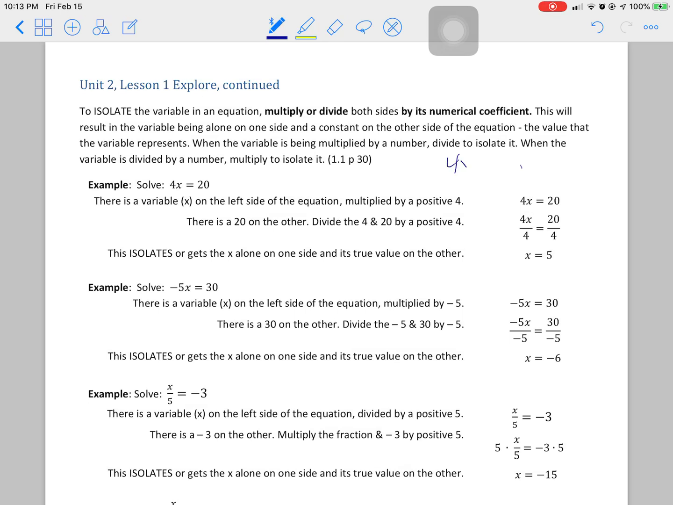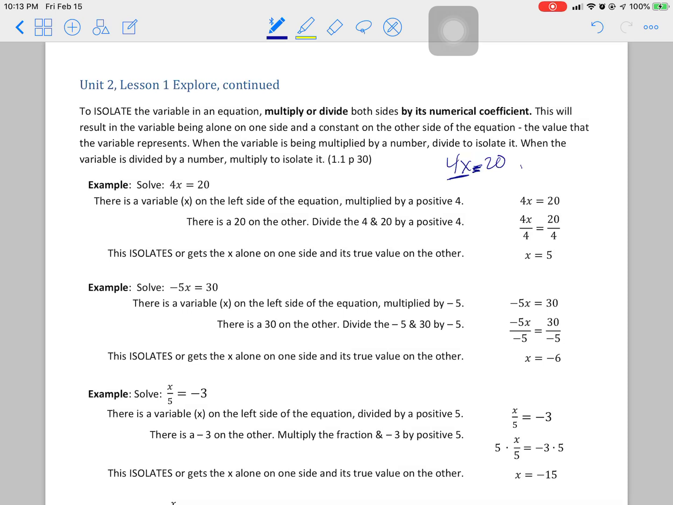So if I have 4x equals 20, okay, the variable is on the left side. This is a variable term, right? Notice there's no distribution. There's no like terms. There's an equal sign in between these. There's nothing else to do but get x alone.